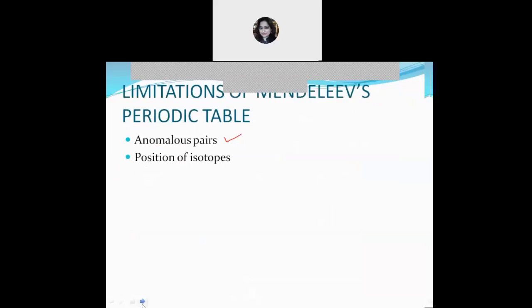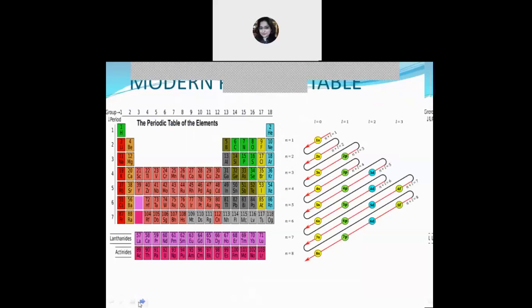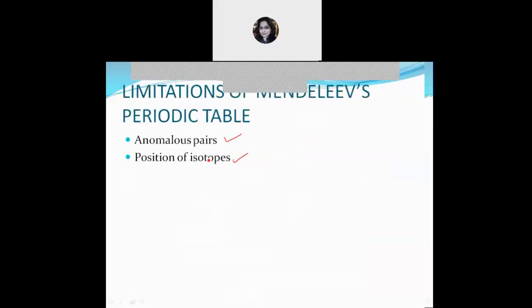So these are the two basic anomalies which are seen. Some other anomalies were also there. This solves the problem of classification. The limitations which were there in Mendeleev's periodic table were resolved in the modern periodic table.